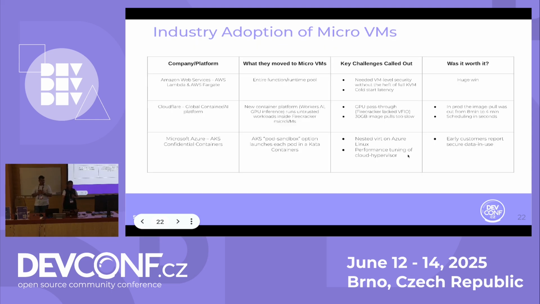Let's see some of the industries that have migrated from their traditional approaches to MicroVMs. Amazon Web Services, as we have seen, created Firecracker, and they have migrated all their functions from traditional approaches to MicroVMs. Next is Cloudflare, which has deployed its container platform to run untrusted code in Firecracker MicroVMs. Then Microsoft Azure has done the same thing, running all its sandbox and testing environments in MicroVMs.